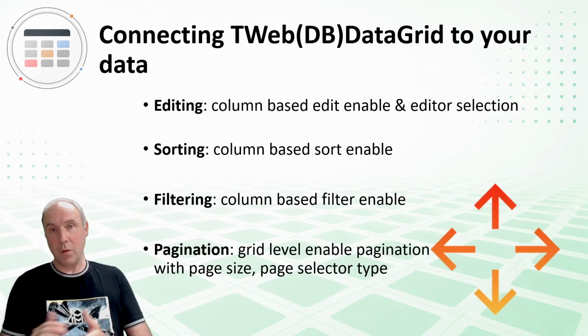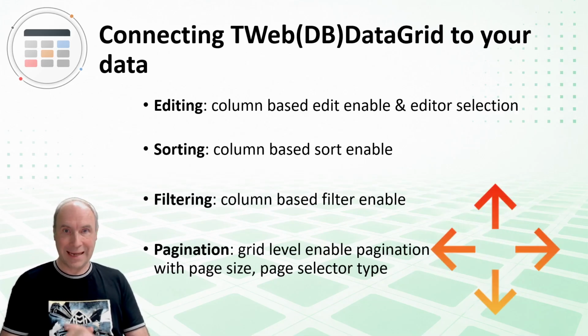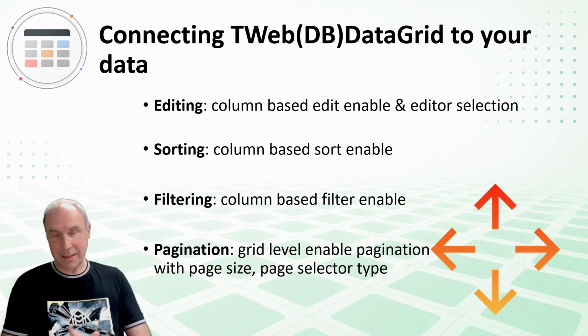TWebDBDataGrid. So we'll explain how you can use editing and how you can enable it at column level, as well as select the type of editor that you have at column level, how you can enable sorting per column, and how you can programmatically invoke a sort, and the same for filtering, how you can enable it at column level and programmatically invoke the filtering.